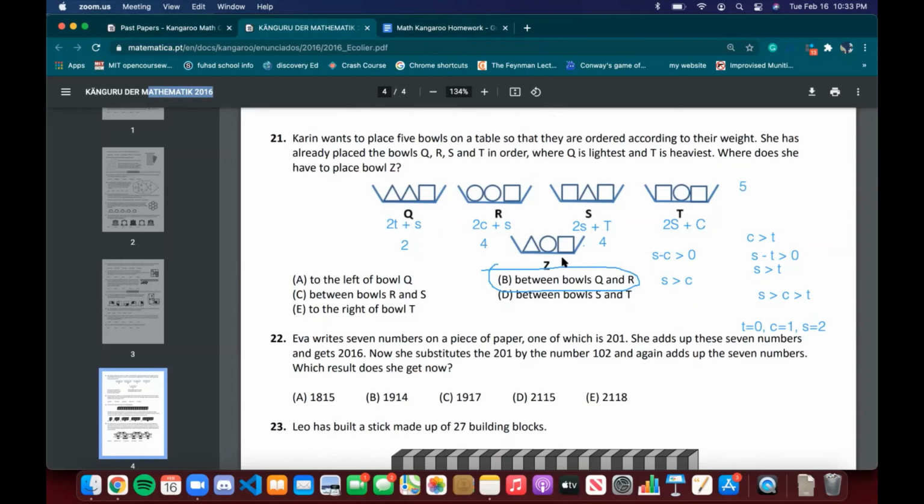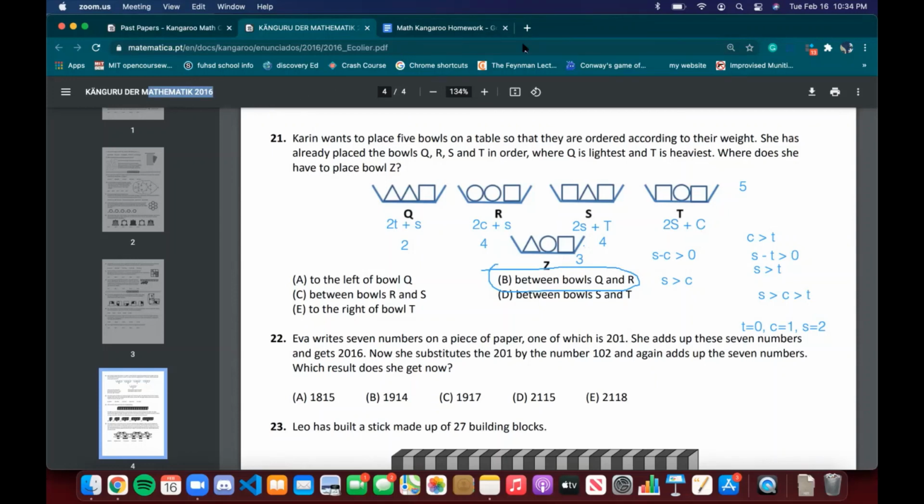And then we have Z, which is triangle plus circle plus square, which is equal to 0 plus 1 plus 2, so the weight is 3. And the numbers that are greater than 3 and less than 3 are 4 and 2, which are R and Q. So that means that Z has to be between Q and R, so B is correct. The answer is B.